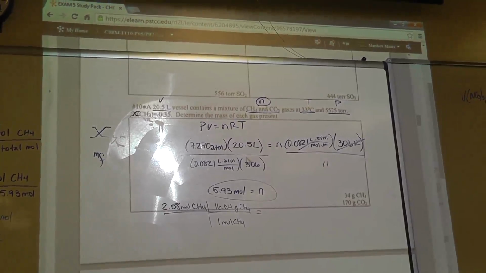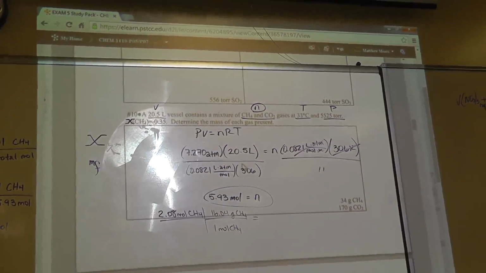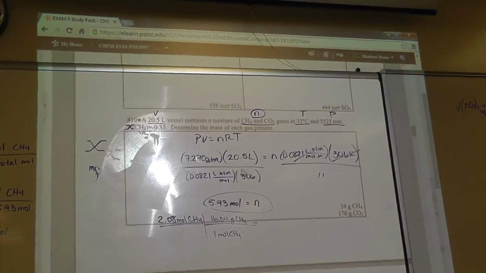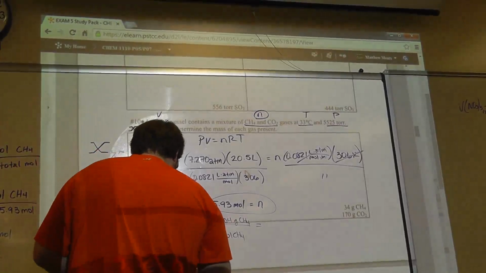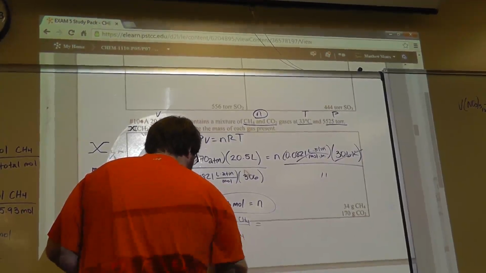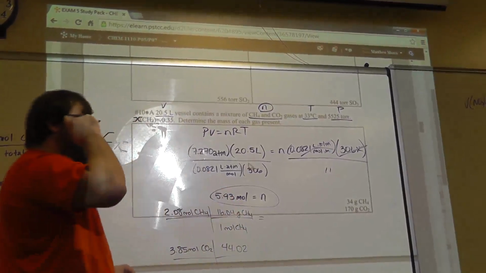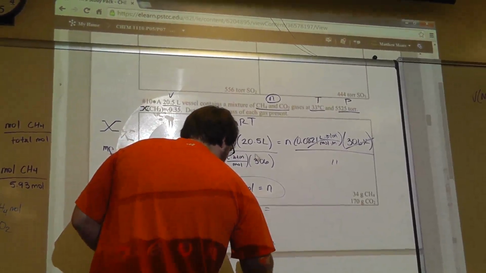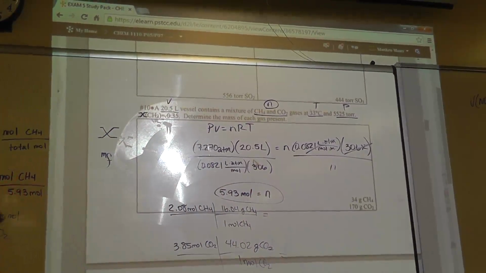Then, if you're having trouble thinking of it like this, you can go through Dalton's and ask what percentage of the gas is contributing this much pressure and this much pressure. So that would get you the mass for the methane. Then you use your other moles here. The molar mass of your CO2 should be about 44.01, 44.02 grams. Of course, one mole, and that calculation should get you your mass for your CO2.